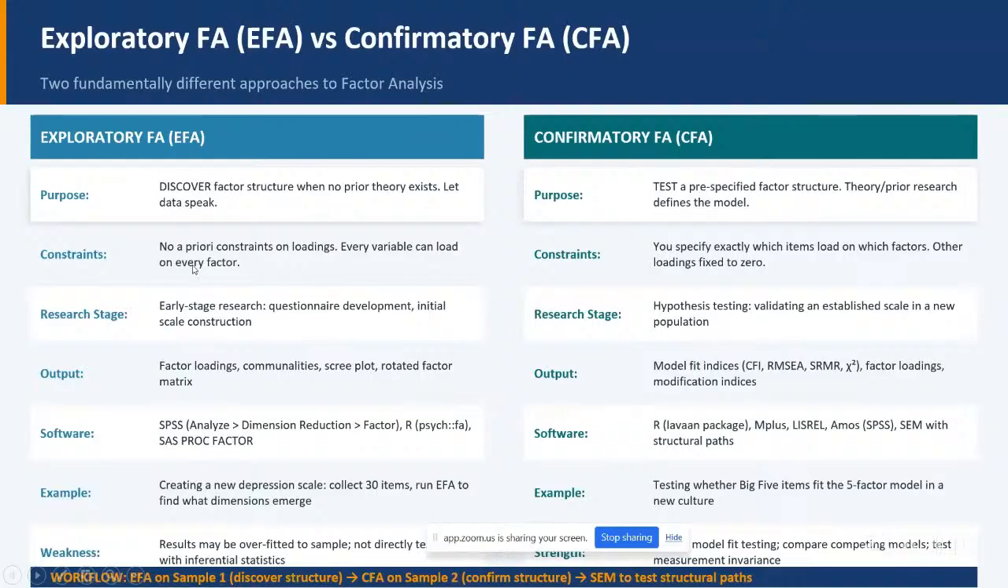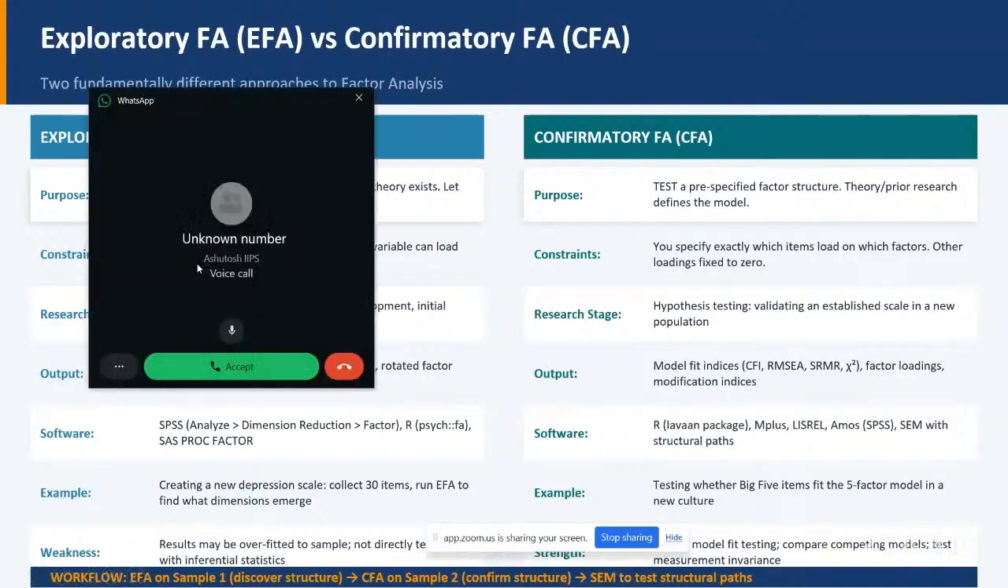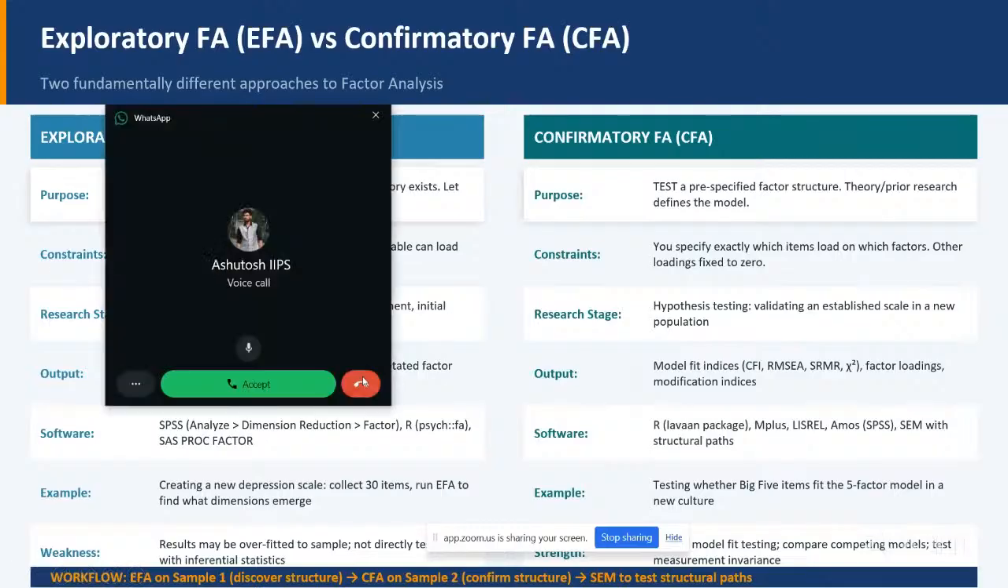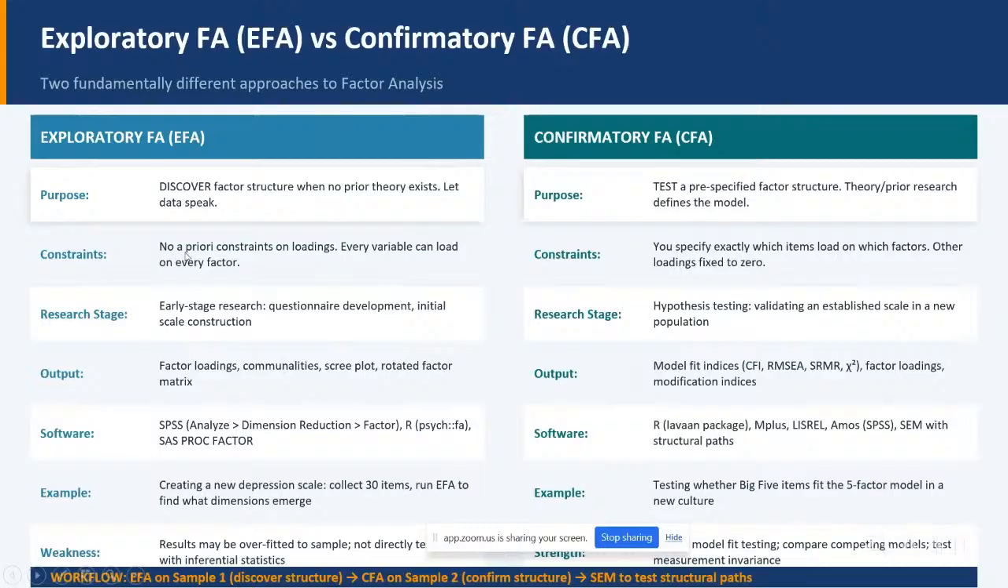What is the constraint for it? For EFA, there is no prior constraint on the loadings. Every variable can load on every factor. For CFA, you specify exactly which items load on which factors. Other loadings are fixed to zero.